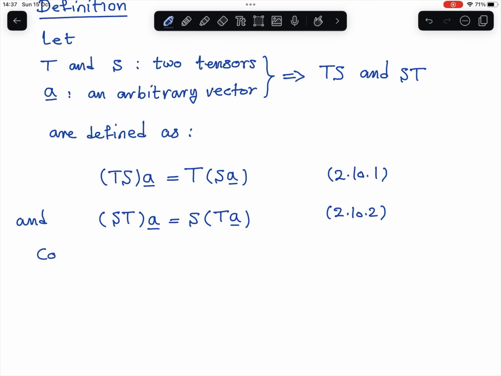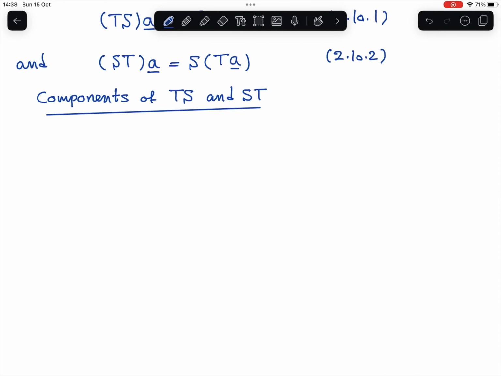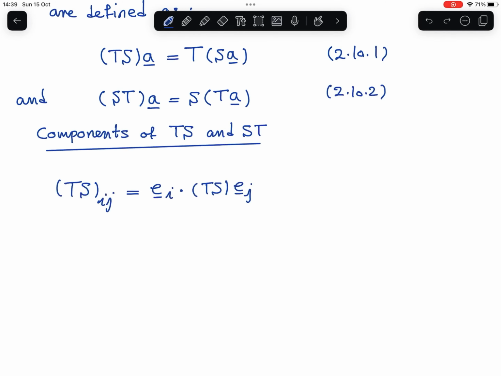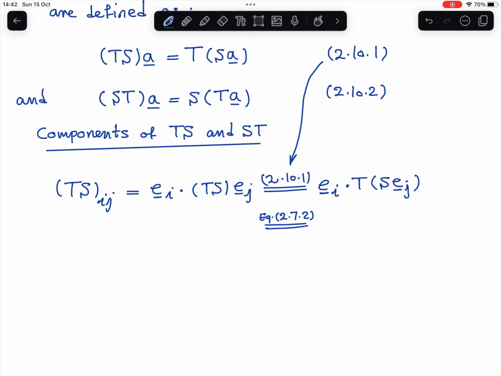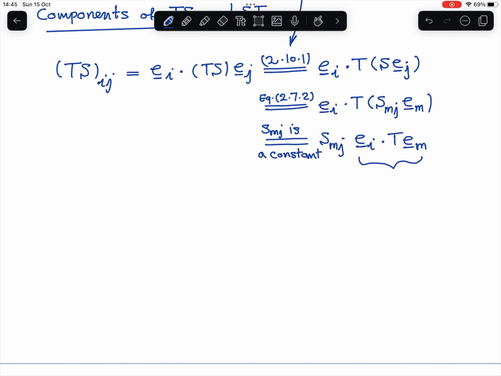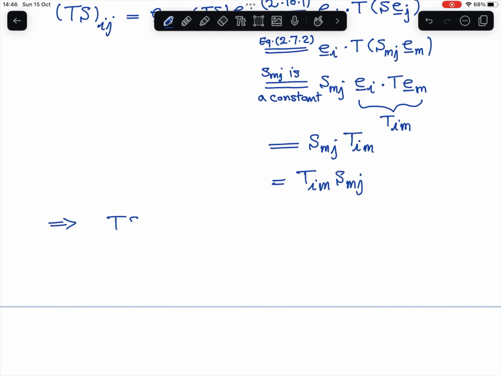Now, how to calculate the components of TS and ST? As before, we can write the ij component of TS as the dot product of Ei and TSej, now using the above definition, and using equation 272 from the previous videos. Smj is a constant scalar, so it can be taken out. This equals Tim. And finally, we will have TSij equals Tim Smj.